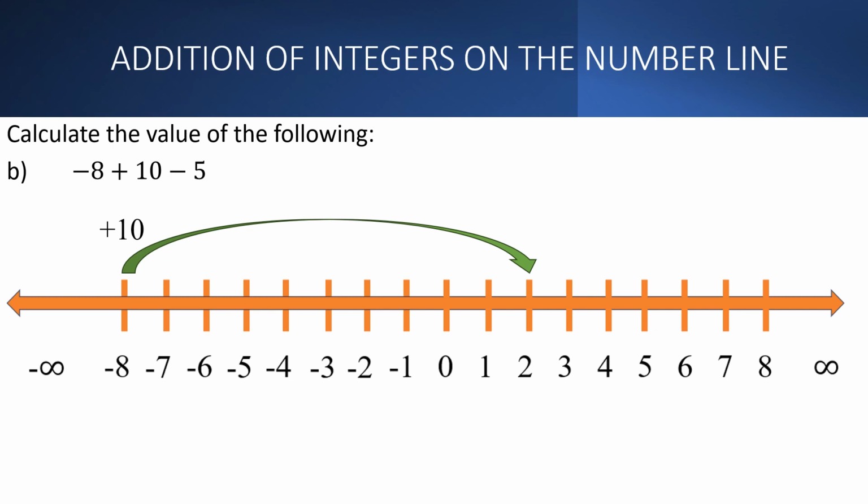And now that we're at 2, we want to subtract 5 from 2. So then what do we do? Because we are subtracting 5 from 2, we're making 2 smaller. We move to the left by 5 units, and that lands us at negative 3. So therefore, the value of negative 8 plus 10 minus 5 will give us negative 3.